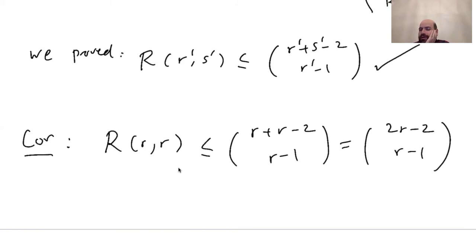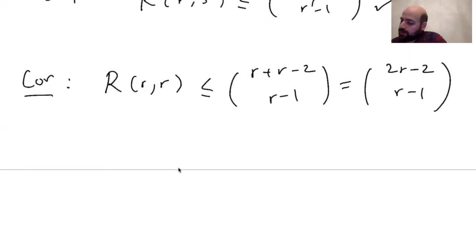So how do you think we can bound this number? I want to bound this by an exponential function. So my claim basically is that it is less than or equal to 4 to the power r over root r. So if I prove this, then that means the Ramsey numbers have an exponential upper bound.